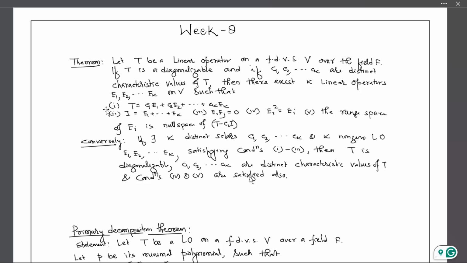Second condition implies that Ei and Ej composition is zero. This will imply that if you take two eigenvectors corresponding to different eigenvalues, then they will be linearly independent. So this is third condition. Fourth condition is saying Ei is projection, and the range space of Ei is null space of T minus Ci I. This is exactly saying that eigenspace corresponding to Ci is nothing but range space of Ei. So converse is also true: if these conditions 1, 2, 3 are satisfied, then T is diagonalizable and fourth and fifth also hold.